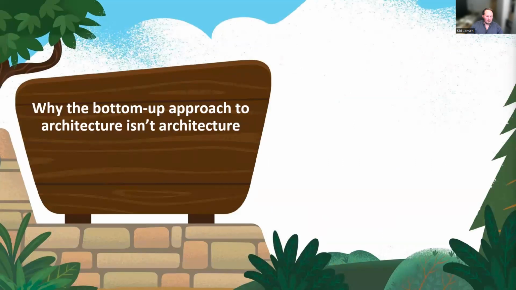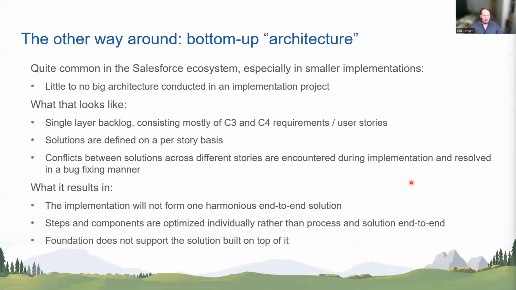Then the other way around, bottom-up architecture, which in my opinion isn't really architecture. This is what you typically see in much smaller implementations. There's little to no big architecture conducted at the start of a project. Basically, you get the backlog. The backlog mostly defines user stories on the C3, C4 layer, so capabilities at most, likely single features, single functionalities. And the solutions are defined on a story-by-story basis. Each story gets its own solution direction, its own instruction for the developer, but there's very little holistic view on the end-to-end solution or the end-to-end architecture.